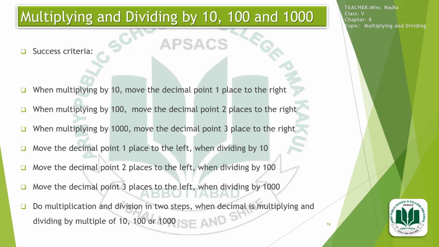Now, dear students, before doing your assignment of 7th week, you must remember when multiplying by 10, move the decimal point one place to the right. When multiplying by 100, move the decimal point two places to the right. And for multiplying by 1000, move decimal point three places to the right. And for division, move decimal point to the left for each zero. And do multiplication and division in two steps when decimal is multiplying or dividing by multiple of 10, 100 or 1000.